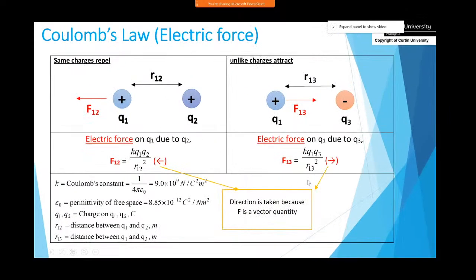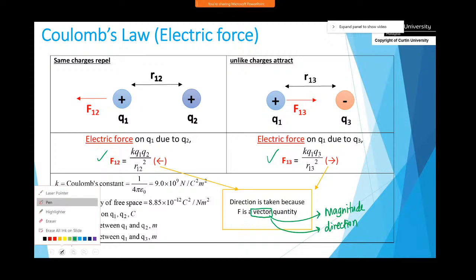Okay, so the formula for electric force. Electric force is a vector. What do you understand by vector? When we mention vector, it will have both magnitude and direction. Yes, magnitude and direction.